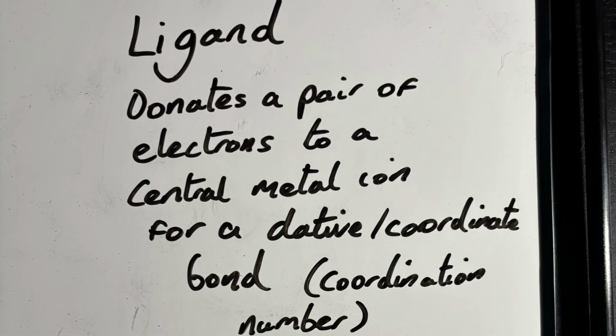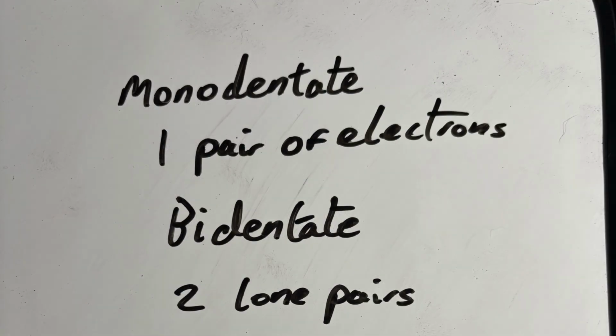And now something you haven't come across before, ligands, or ligands, I'm not entirely sure how to say it. However you pronounce it, they donate a pair of electrons to a central metal ion for a dative or coordinate bond. The number of coordinate or dative bonds it forms is called its coordination number. And there's monodentate and bidentate ligands, one pair of electrons and two, hence mono and bi.